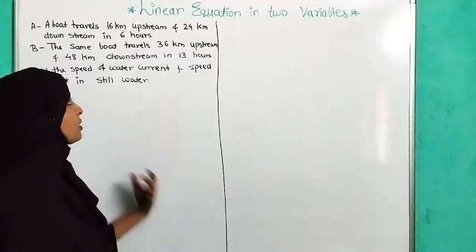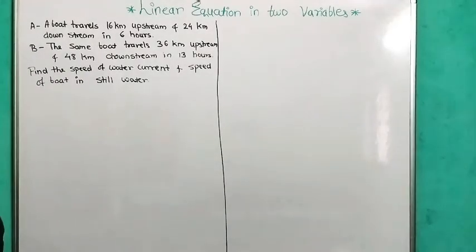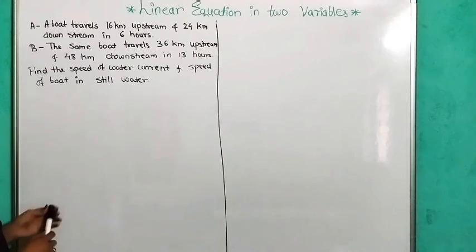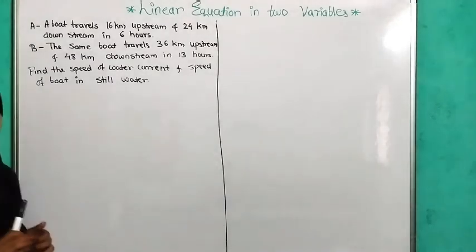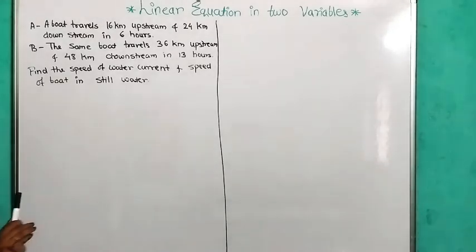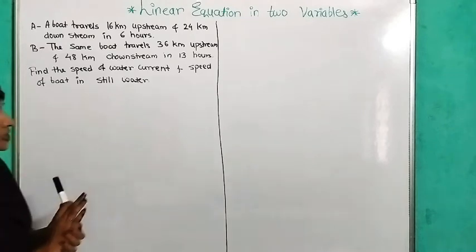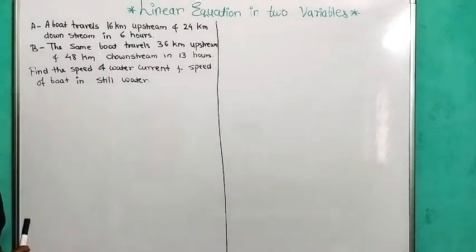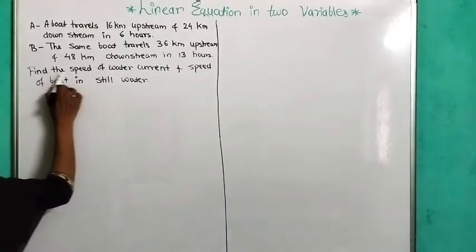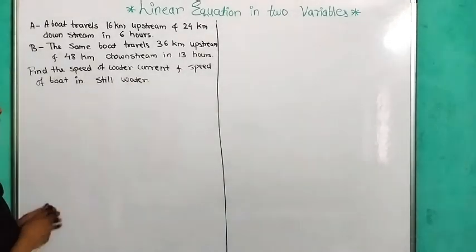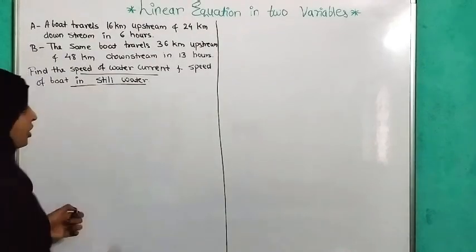Now here the third question is, according to the first condition, they have told a boat travels 16 kilometer upstream and 24 kilometer downstream in 6 hours. The same boat travels 36 kilometer upstream and 48 kilometer downstream in 13 hours. Then we have to find the speed of the water current and the speed of the boat in still water.